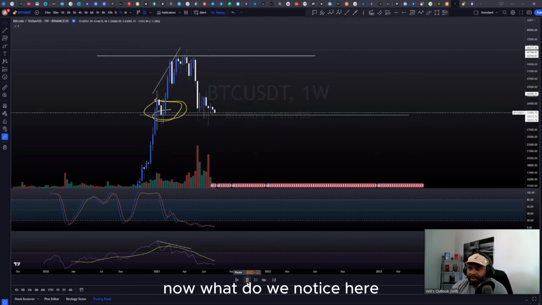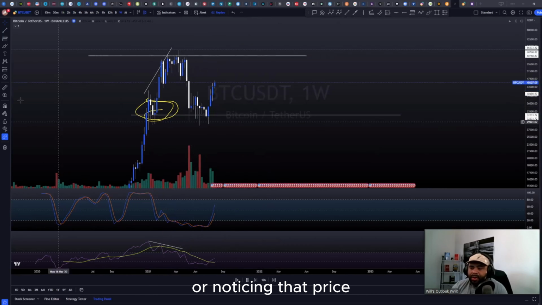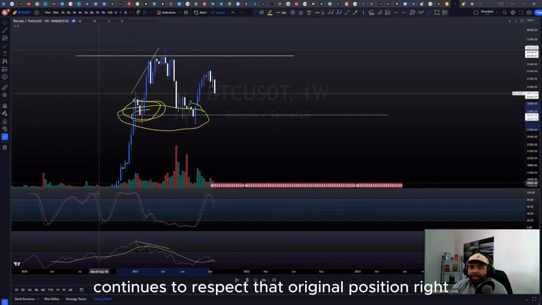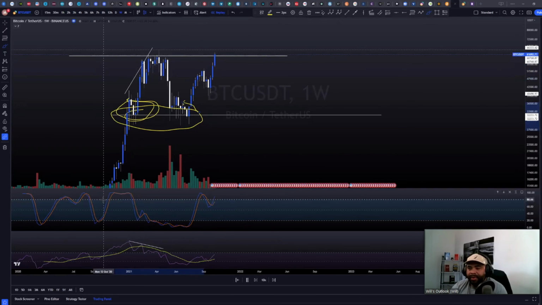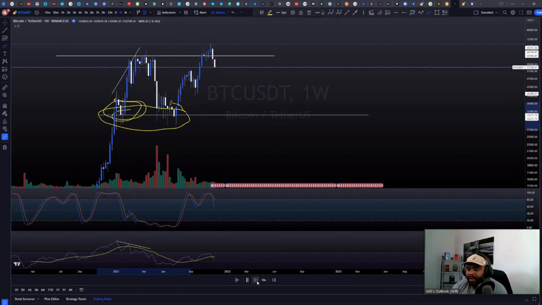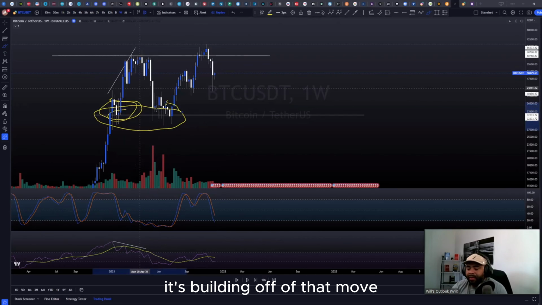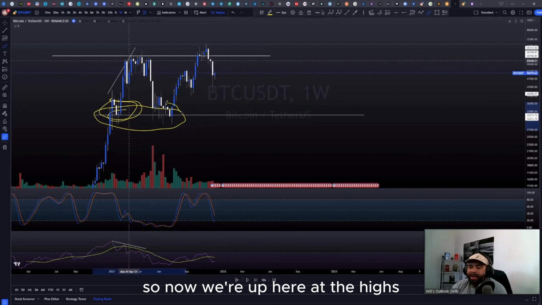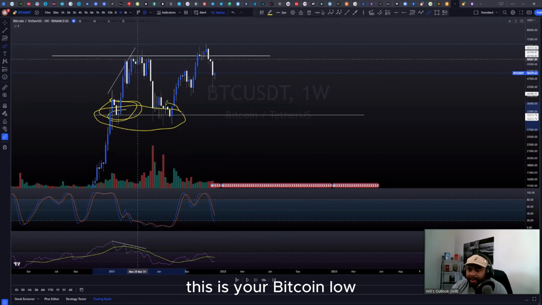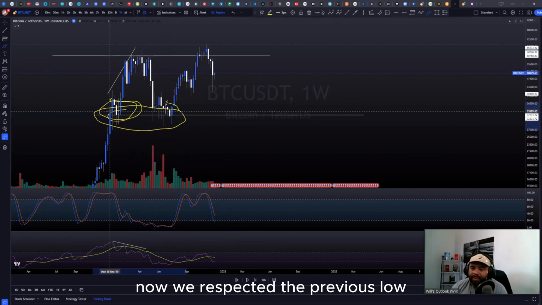Now, what do we notice here? What are we noticing? Well, we're noticing that price continues to respect that original position, right? It's just respecting it. And what is it doing? It's building off of it, right? It's building off of that move. So now we're up here at the highs. So this is your Bitcoin high. This is your Bitcoin low. Now, we respected the previous low.